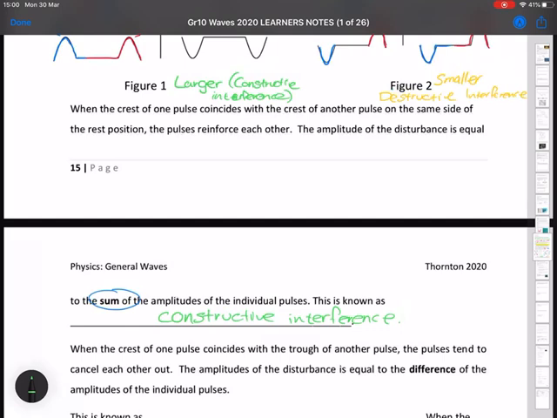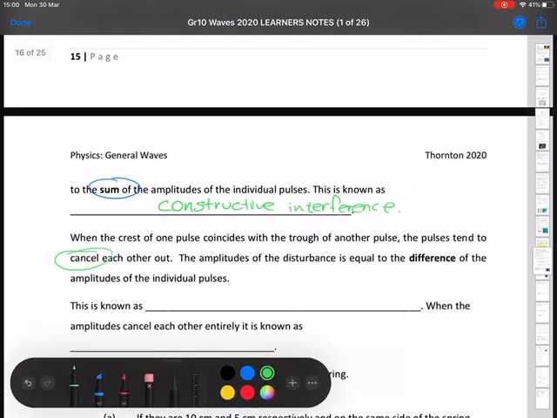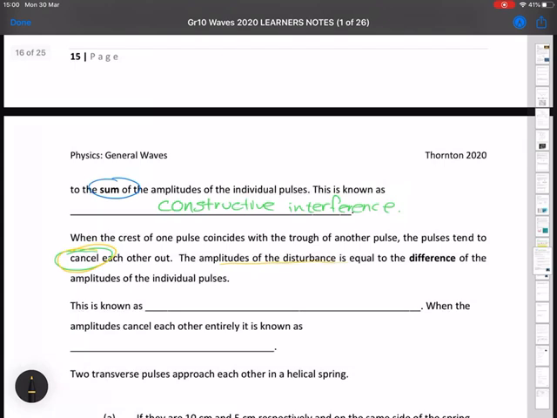And when the crest of one pulse coincides with the trough of another pulse, the pulses tend to cancel each other out. When they cancel each other out, the amplitude of the disturbance is equal to the difference of the amplitudes of the individual waves. And that's known as destructive interference. When the amplitudes cancel each other out entirely or completely, it's known as total destructive interference.